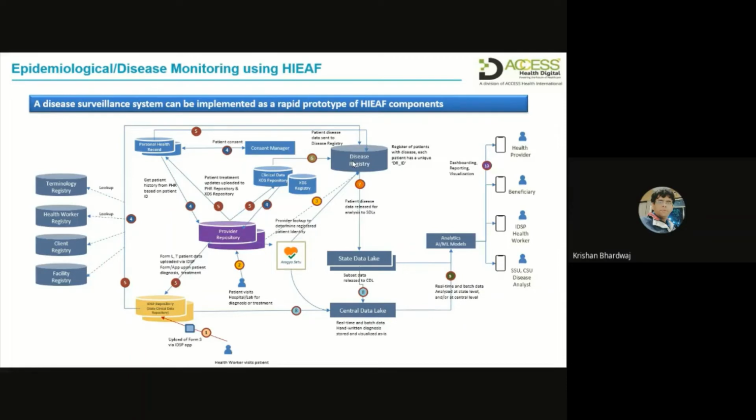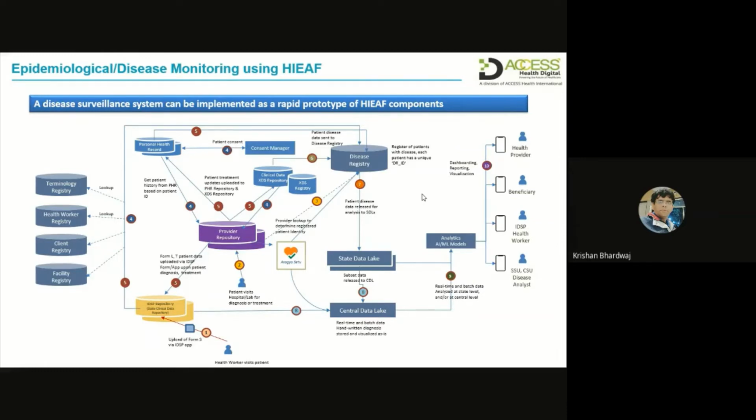At the same time, data will be fed into the different state lakes from the disease registry part. In these state lakes, anonymized or de-identified data will be saved. The basic difference between anonymized and de-identified, in technical terms, is that de-identified data can be recovered. If you want, you can restore the PHI, which is patient health information, again. But anonymized data is irreversible. Once you have encrypted the health IDs, you cannot recover them.